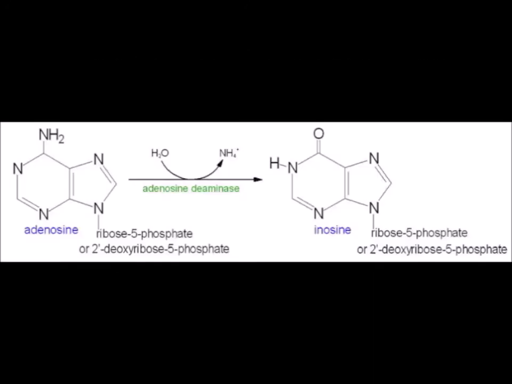Reactions. ADA irreversibly deaminates adenosine, converting it to the related nucleoside inosine by the substitution of the amino group for a hydroxyl group.